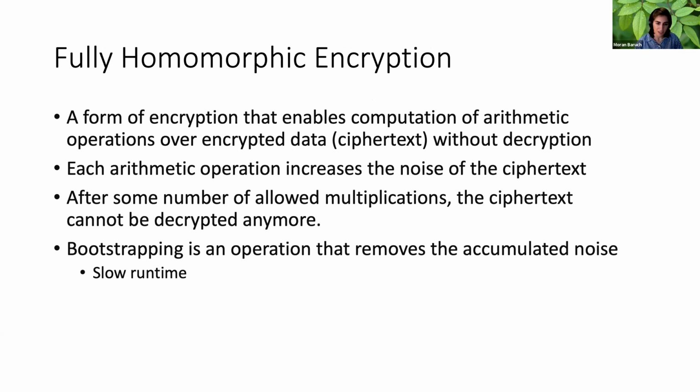One way to do this is with fully homomorphic encryption, which is a form of encryption that enables computation of arithmetic operations over encrypted data without decrypting it. However, each arithmetic operation adds accumulated noise, and after a maximal number of allowed multiplications, the ciphertext cannot be decrypted anymore. There is a solution called bootstrapping that removes the accumulated noise, but it costs in slow runtime.